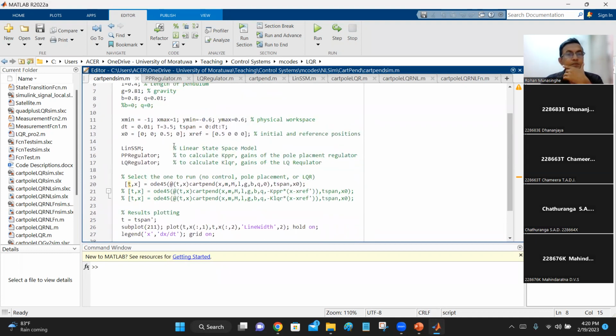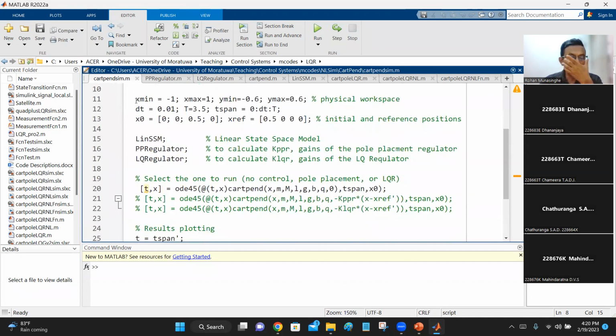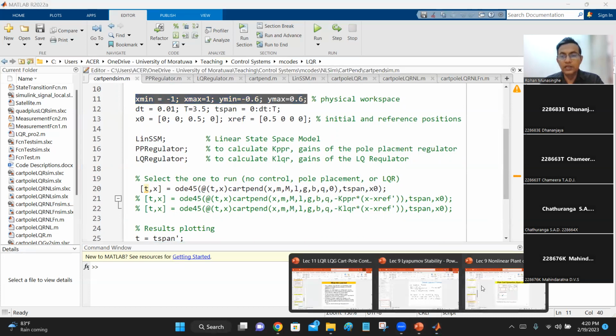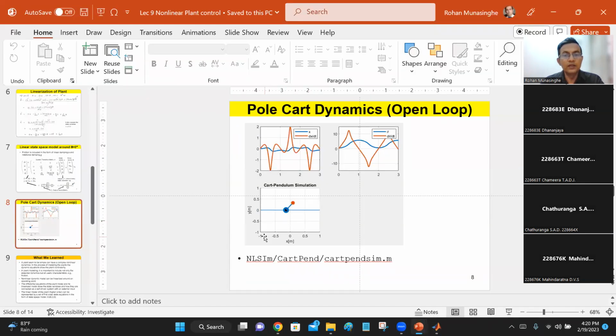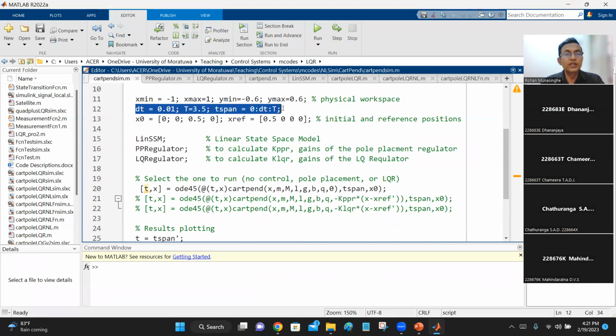What else do we have? Now we have this is x minimum, x maximum, y minimum, y maximum. This is for us to plot the graph, right? You can see it over here. This one is the graph axis. Then the time axis for the simulation, I'm going to simulate it for 3.5 seconds with 0.01 sampling interval.